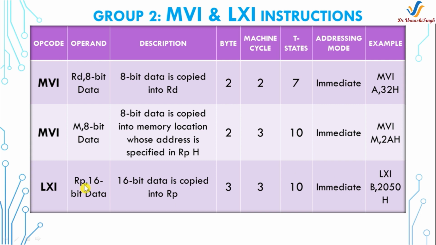Similarly, for the other register pairs like register pair D and H. Here the second and third bytes are for this 16-bit data, and the second and third machine cycles will be memory read. Total T states will be 10.